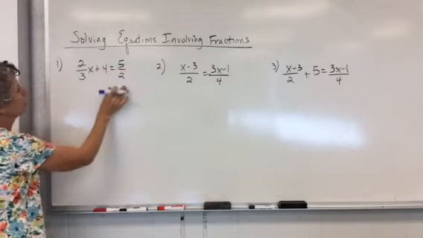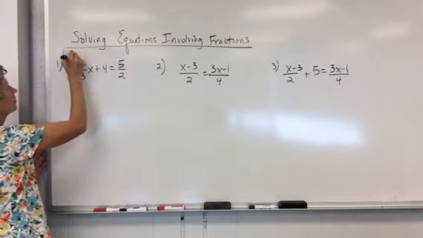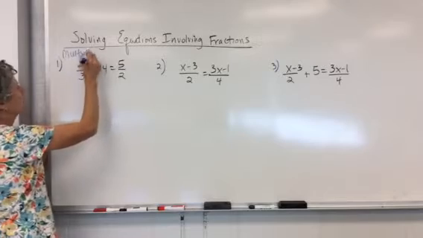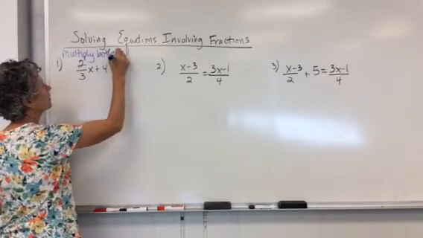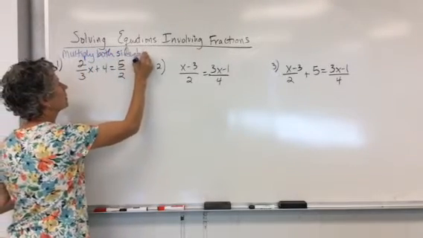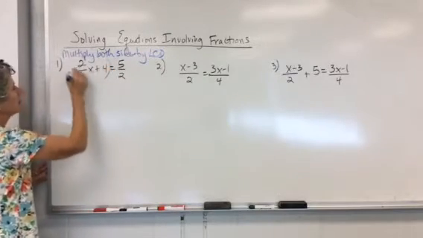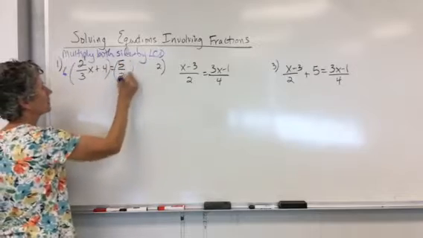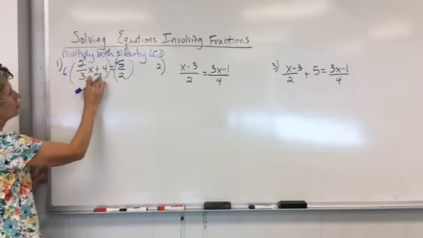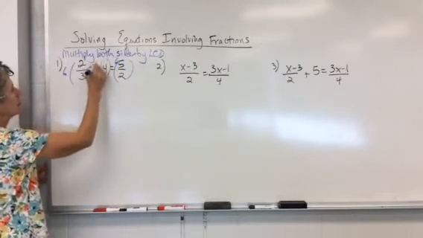Here we have 2/3, we have 5/2. So you want to multiply both sides by the lowest common denominator, which here would be 6. So I'm going to multiply this side by 6 and this side by 6. Now here I've got two terms, a binomial, which means I'm going to distribute that 6.